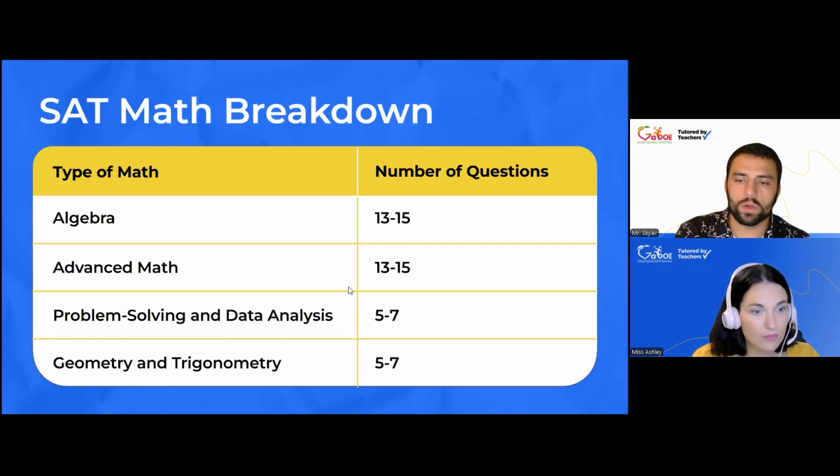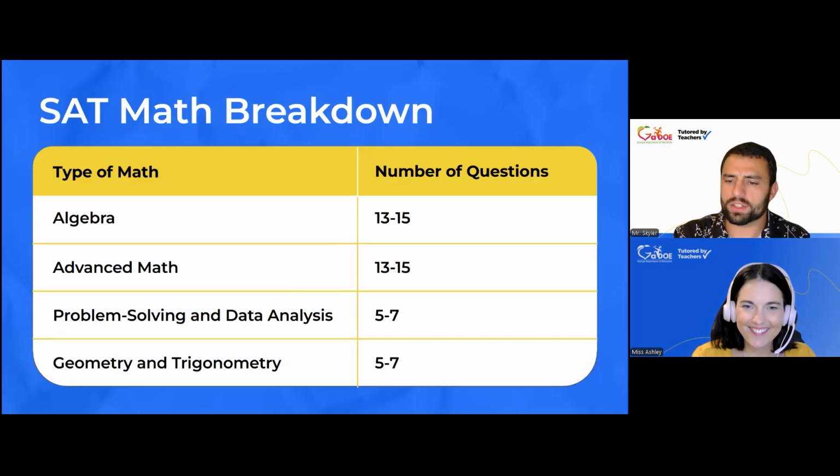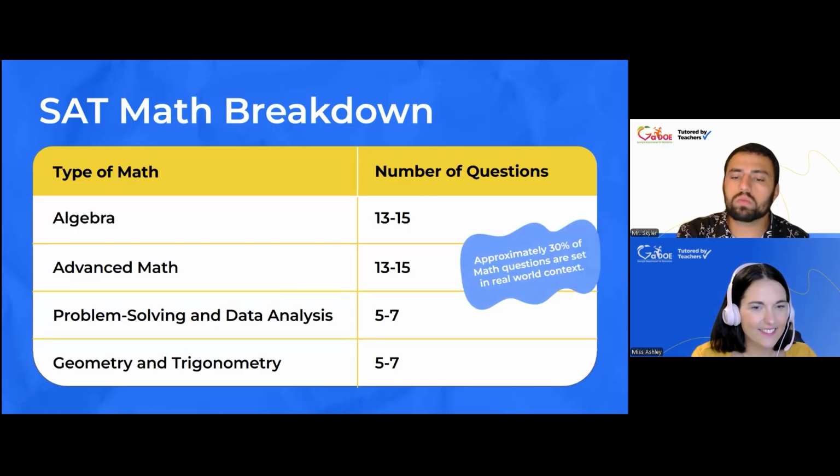Most of the stuff you do is going to be stuff from your Algebra 1 and some of your Algebra 2 classes, right? There's going to be some geometry mixed in there too, but really they like algebra questions and they really, really like to put things in real world context. Miss Ashley loves real world context in her math problems, right?